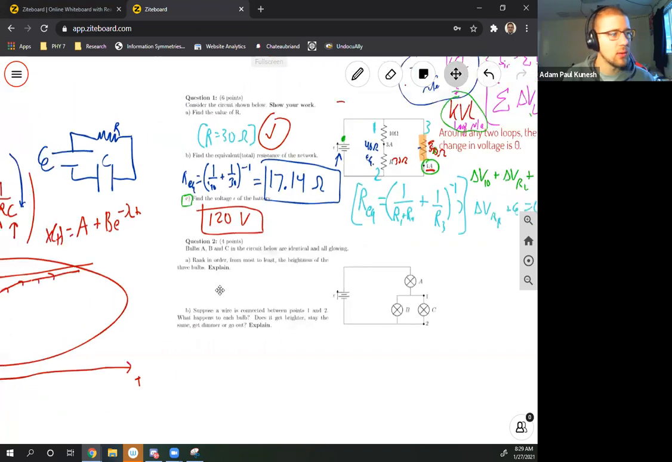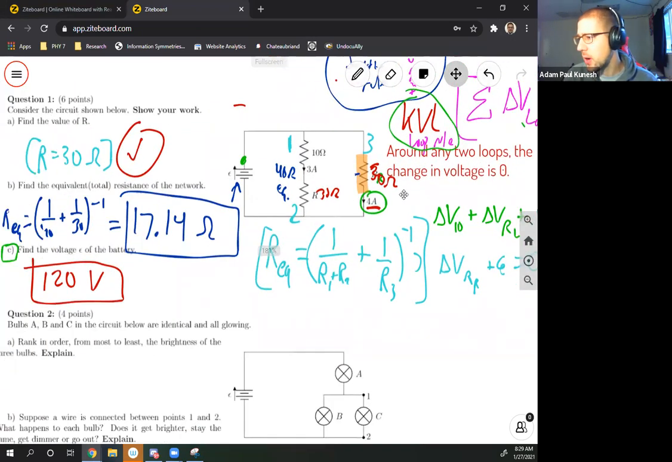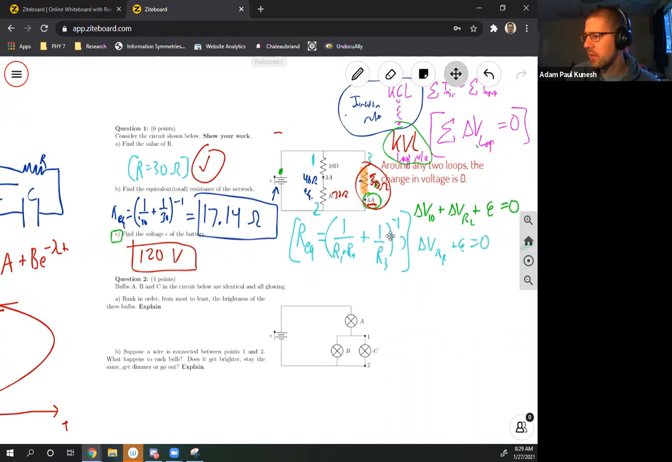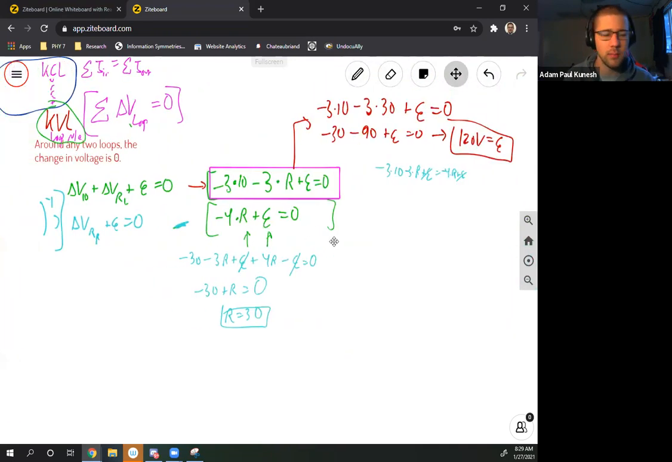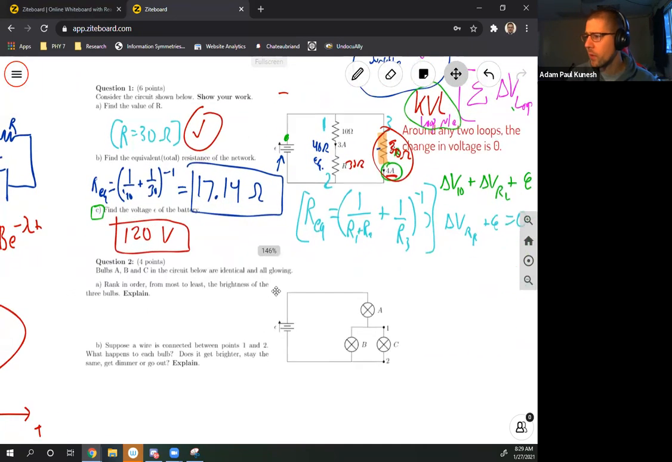Okay, again, I can do an intuition check. If I look at my branches, the change in voltage around one of the branches is going to be 0. So how much current would I expect to flow through a 30 ohm resistance? Well, I'd expect 4 amps to flow through it if it's 120 volts, right? Delta V equals negative IR. And that is equivalent to thinking about it just from the equation. They're identical. Okay, so that's it for question 1.